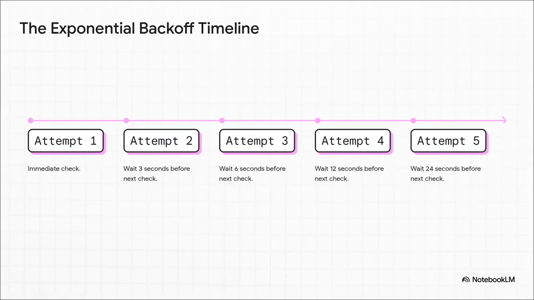So what does that actually look like? Well, check out this timeline. Your first attempt might be immediate. You find nothing. Okay, so for the next attempt, you'll wait, maybe 3 seconds. Still nothing? Fine, let's double that and wait 6 seconds, then 12, then 24, and so on. The wait time keeps growing, usually exponentially, every time you come up empty. This is genius because it stops you from bombarding a system that clearly has nothing new to tell you.